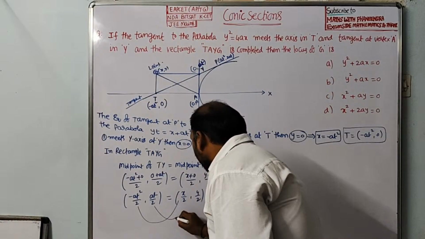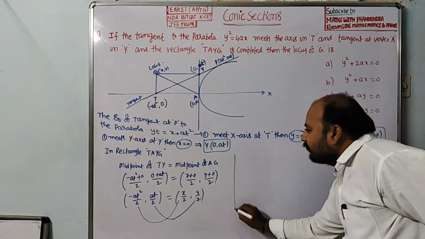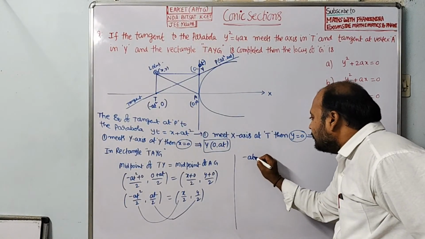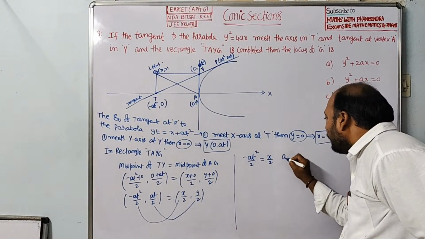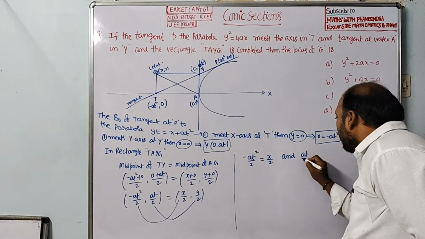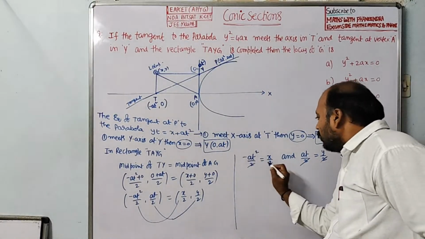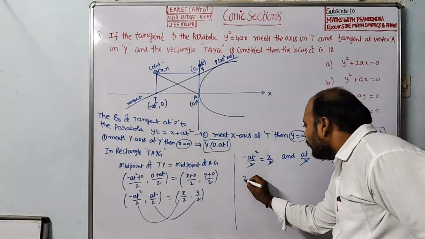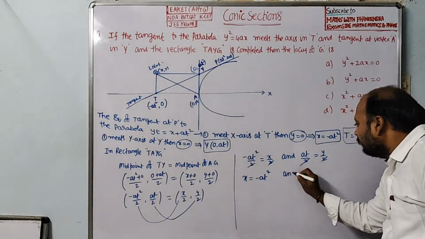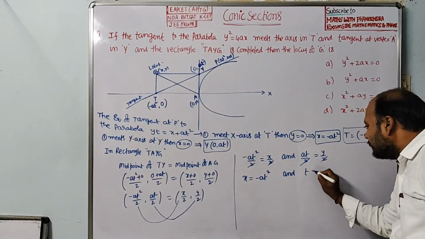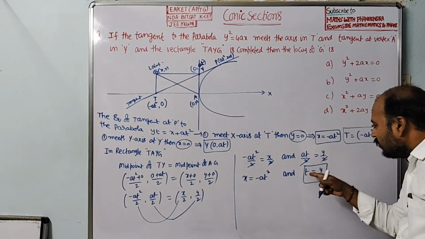Equating x coordinates, equating y coordinates. So what comes here? Minus at² divided by 2 is equal to x by 2, and at by 2 is equal to y by 2. 2 gets cancelled, 2 gets cancelled. So x is equal to minus at², and at is equal to y, means t is equal to y by a. Am I right? at is equal to y, so t is equal to y by a.